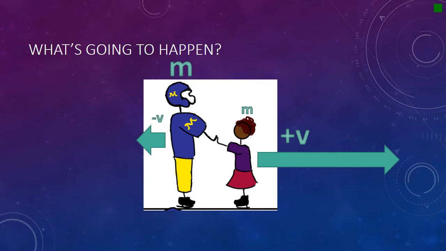The football player, because of their large mass, is going to have a small change in velocity, and the small elementary schoolgirl has a small mass, so they're going to have a large change in velocity. But how does this fit our laws of conservation?